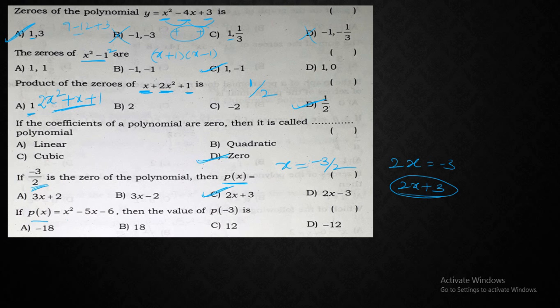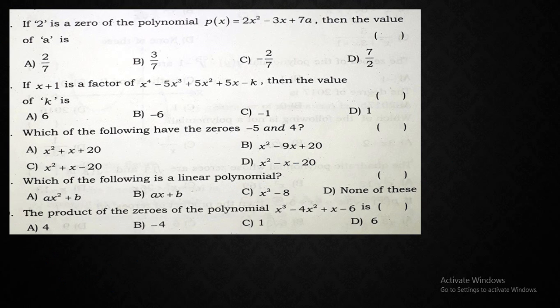Next, p of x is x square minus 5x minus 6. Now he is asking you to find the value of that polynomial. When I substitute x is equal to minus 3, minus 3 whole square minus 5 times minus 3 minus 6. So this is 9 plus 15 minus 6. 9 minus 6 is 3, 15 plus 3 is 18. So the answer is 18. Next, moving on to one more question.